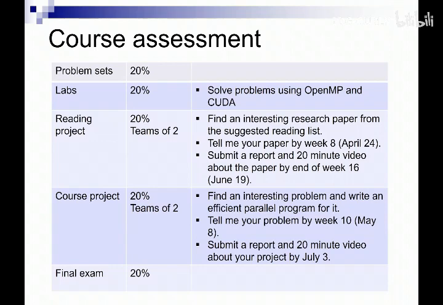In addition to that, we'll have labs for the class. The labs are designed so that you can get practice using the various programming languages that we'll be talking about in this class.